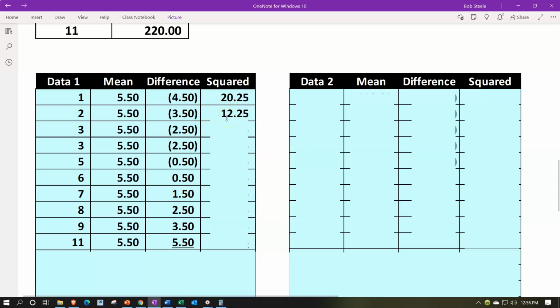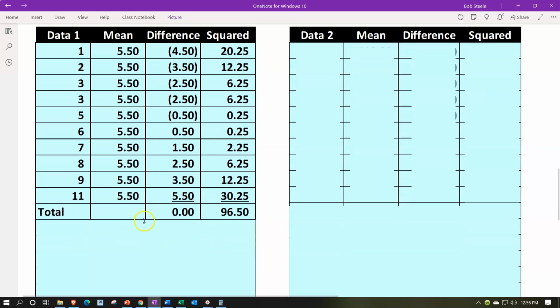So the 3.5 squared is 12.25, 2.5 squared is 6.25, 1.5 squared is 2.25, the 0.5 squared is 0.25. Obviously, these ones are closer to the mean, as you can see here, and in squaring them, we remove the negative sign and amplify them. So we got the 0.5 is 0.25, the 1.5 is 2.25, the 2.5 is 6.25, and so on.